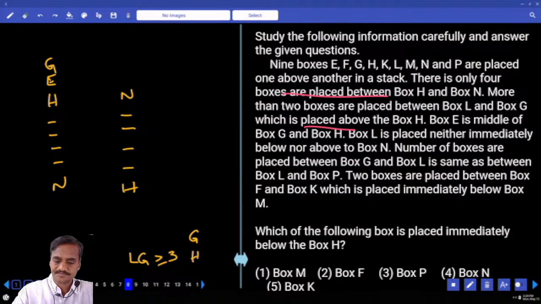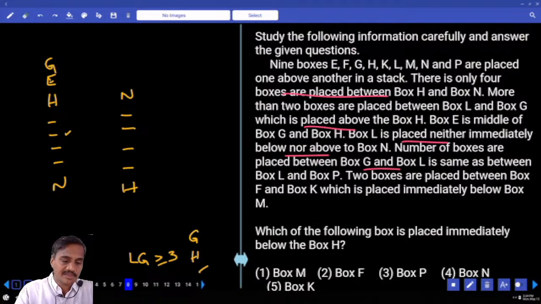Between L and Z, there must be more than 2. Hence 1, 2. Hence we can have L at this place. Another, maybe 3 or more than 3. Then L and Z: L is placed neither immediately above nor below N. The number of boxes between G and L is the same as between G and P.